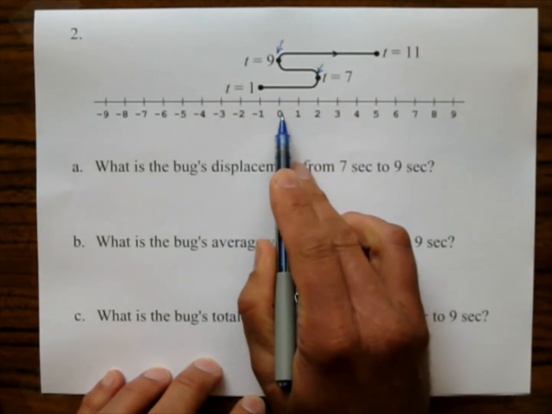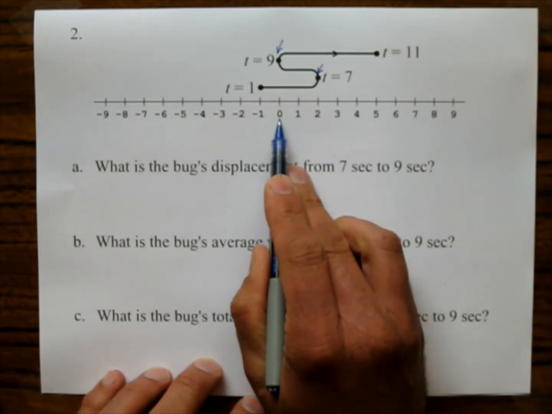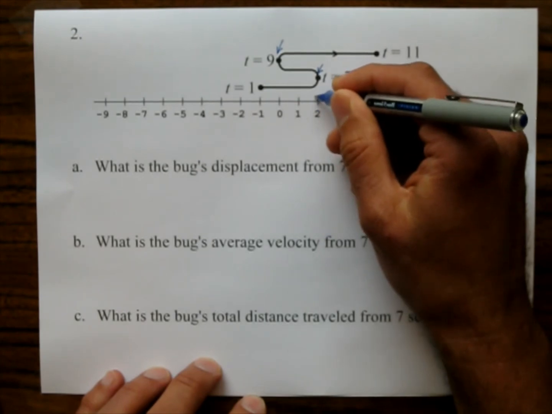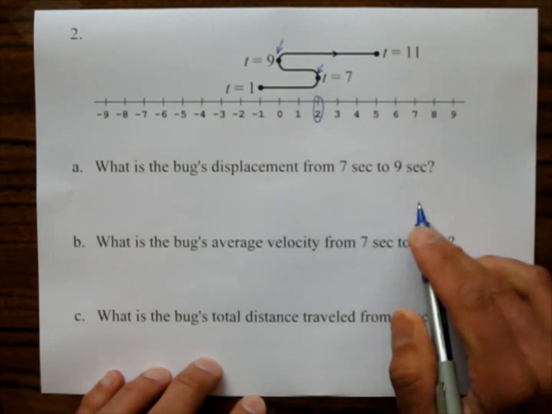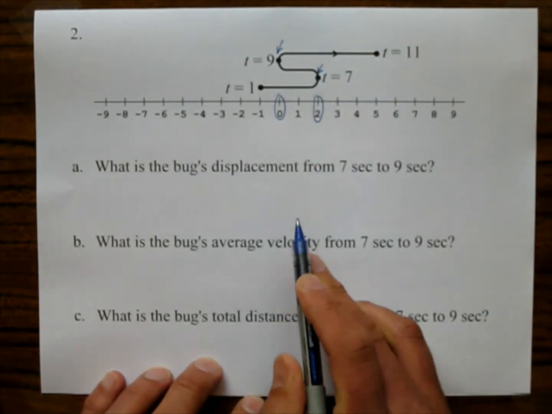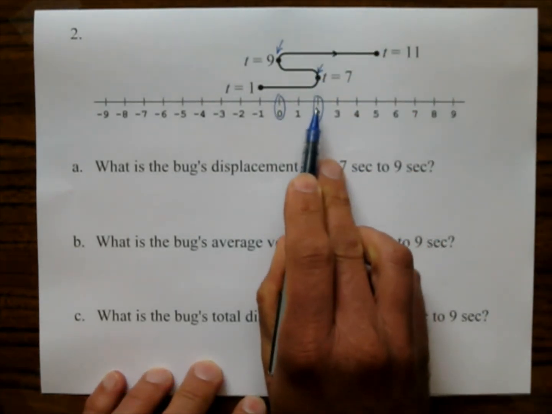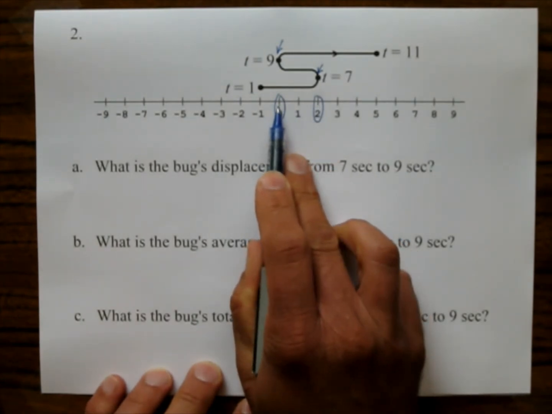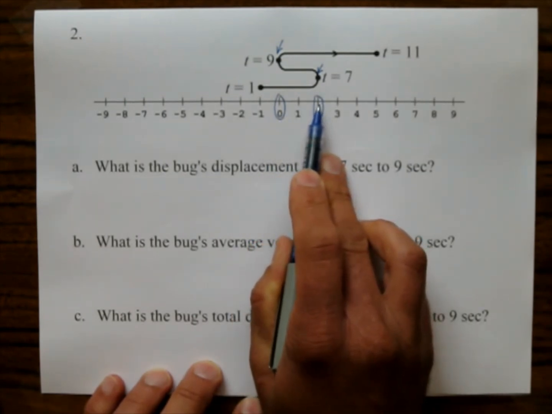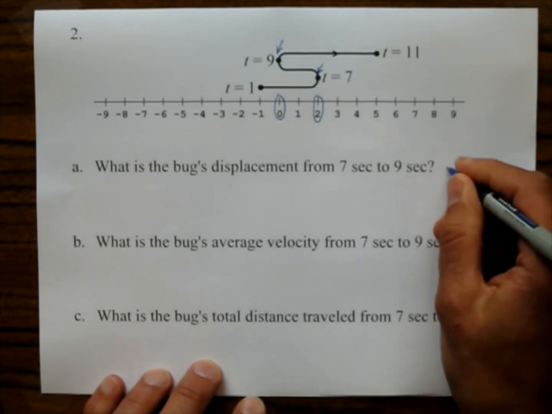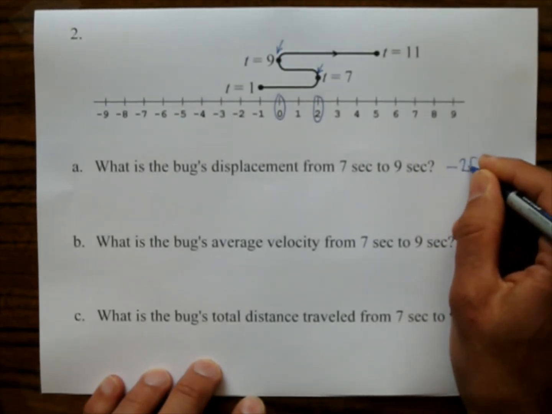So it looks like he's at 0. So you're really going from here to here. At the beginning, at 7 seconds, the bug is there, and at 9 seconds the bug is there. So how much has he been displaced? He's actually been displaced in the negative direction, so his displacement is -2 feet.